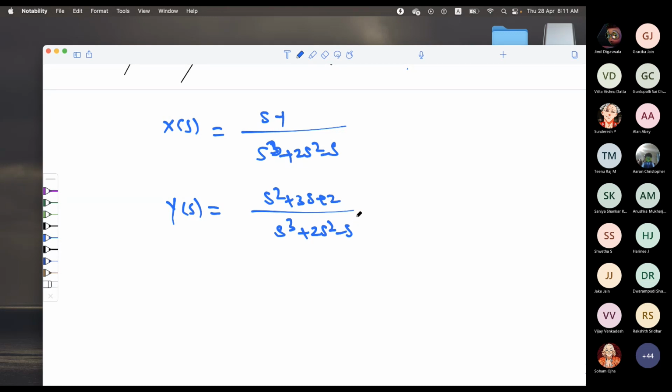Okay, do one thing. In the upcoming classes, I will give the solutions and all. Now you know the procedure, right? Applying this L inverse of x of s and this L inverse of y of s, we will get the solution of x of t and y of t. Is it clear?